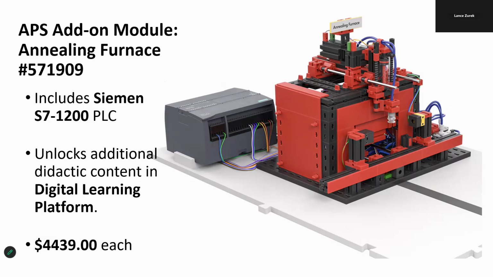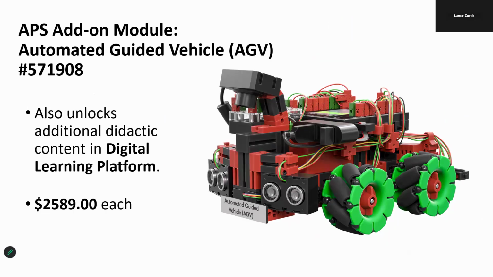The add-on module, the annealing furnace, again, this is an optional model, includes the Siemens S7 1200 PLC, and again, it unlocks additional didactic content in the digital learning platform. The cost for this module is $4,439. There is also, of course, the APS add-on module, the automated guided vehicle, which again unlocks more additional didactic content in the digital learning platform, and the cost for an additional unit of this is $2,589.